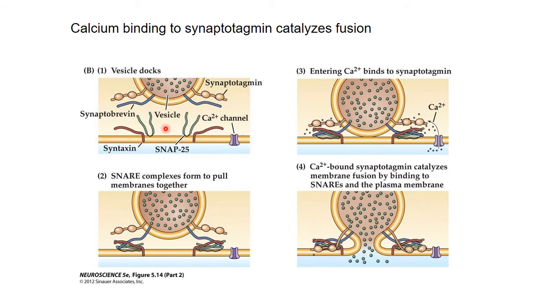So here is the whole sequence of events. Again, this is what we have seen. We have a vesicle that docks, the SNARE complex forms and then pulls these membranes close together. Then calcium enters and binds synaptotagmin. When calcium binds synaptotagmin, it increases its binding to phospholipids. So now synaptotagmin can also insert itself into the plasma membrane, and this is enough to catalyze the membrane fusion of the vesicle and the plasma membrane.